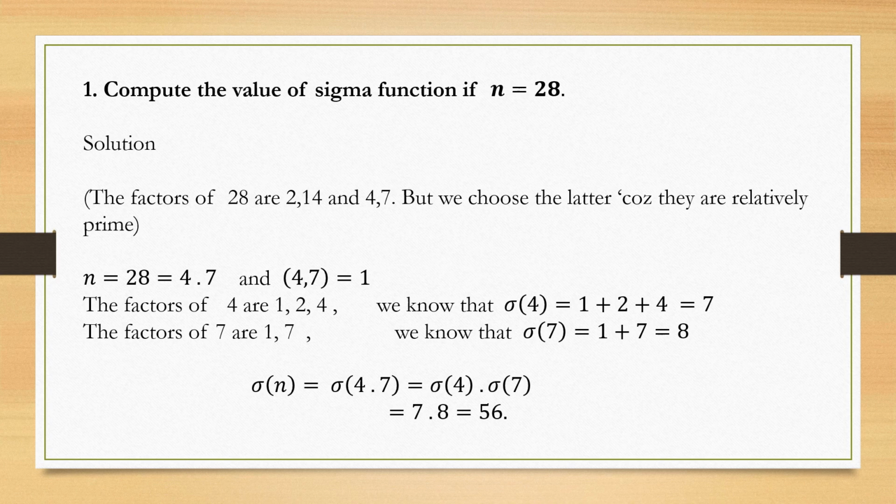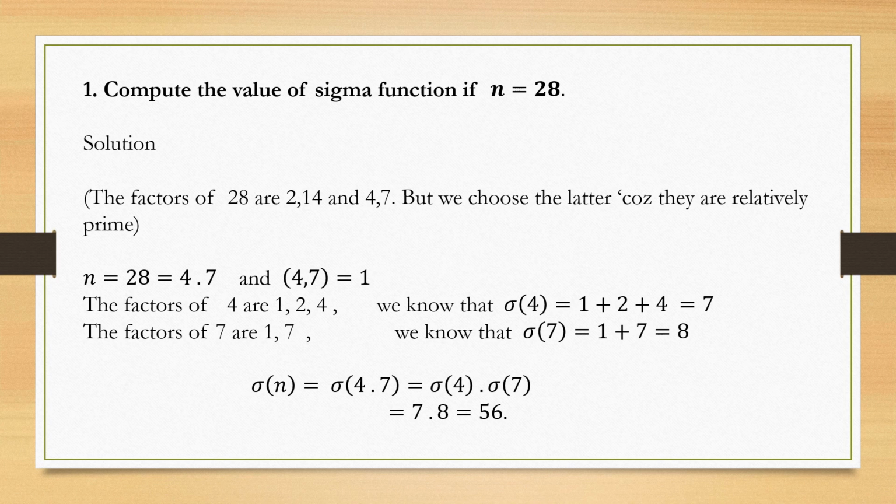So now what will I try to do? First I'll check whether this is a prime number or whether it can be factorized. Now the factors of 28: there are two things I can write. 2 times 14 will give you 28. The same way 4 times 7 will also give you 28. But I'm not going to choose 2 and 14. Rather, I'm going to go for 4 and 7.